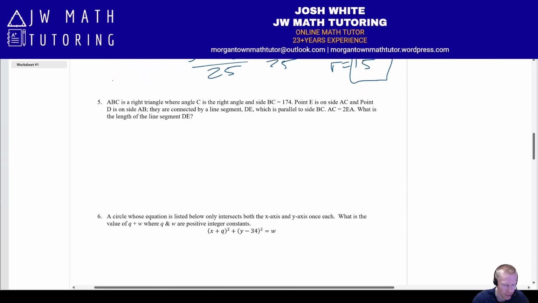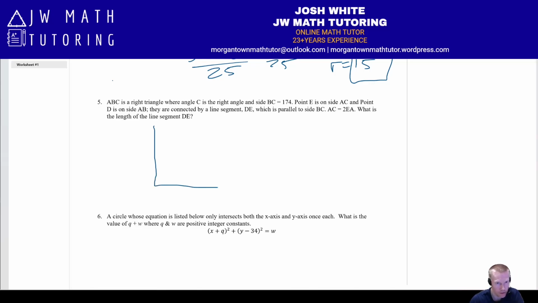All right, for the next problem, here you have a right triangle, and we're told that C is the right angle, so I'm just going to put A at the top and B at the bottom. We know BC is 174. We also know point E is somewhere here on side AC, and we know point D is on AB right here, and they're connected. We draw a line segment between them, and that line segment is parallel to BC.